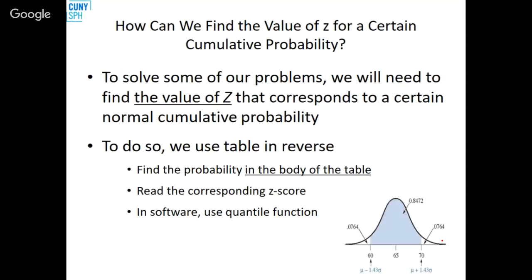And if these are not just z scores, the first thing, if we're doing a quantile calculation, you will look up the z-score, and then you'll have to convert that in reverse back to the original scale using the standard deviation.